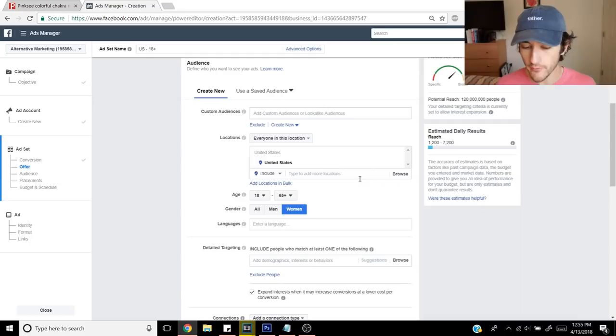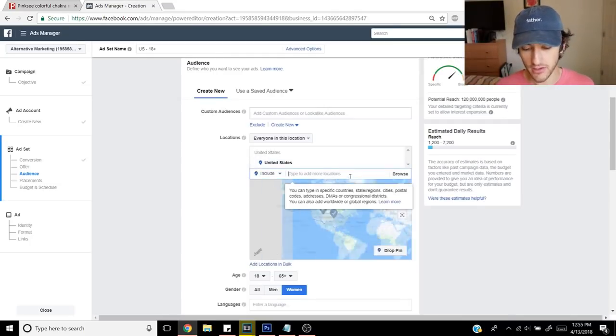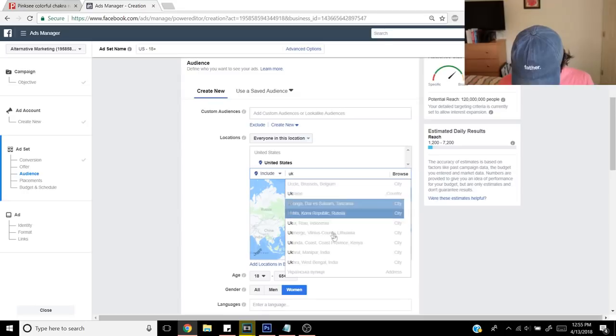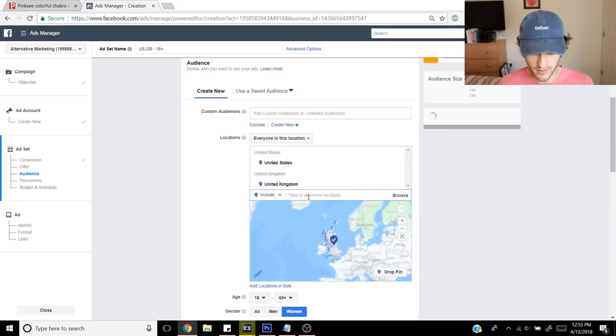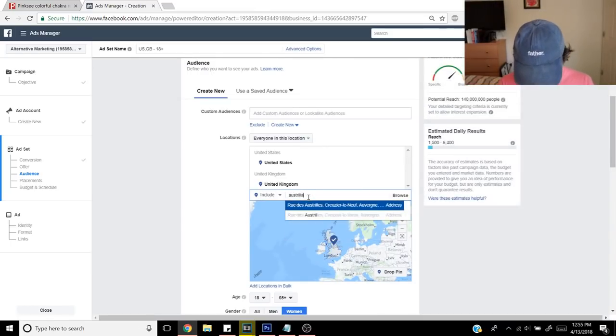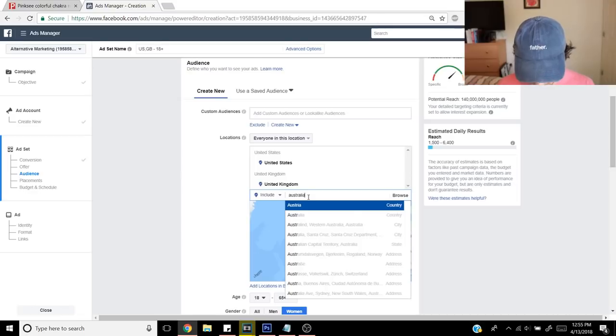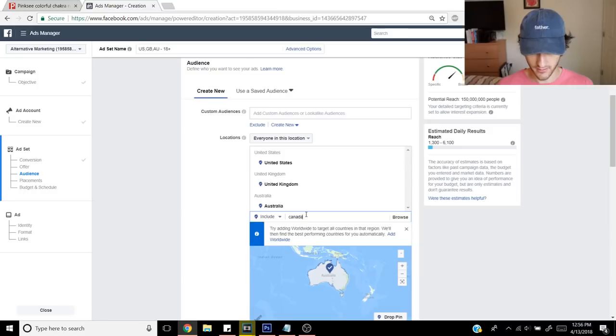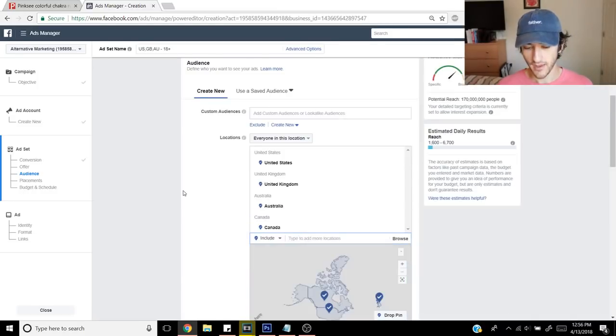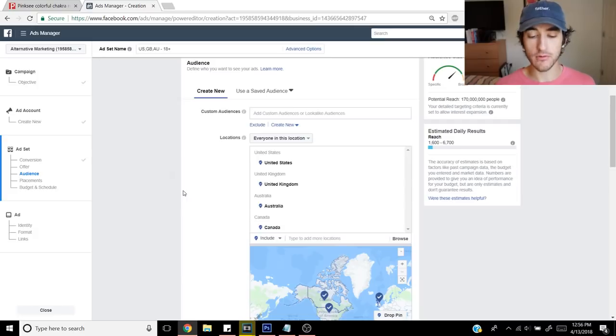Now, you don't have to do this, and you can actually go in and add more places. Like you can add the United Kingdom, Australia, and where else, Canada. You can just go ahead and add the big ones, or you can target worldwide, and just get rid of the low converting countries such as India and Africa. You can definitely Google that and find some of the lowest converting countries and remove them to your heart's content.